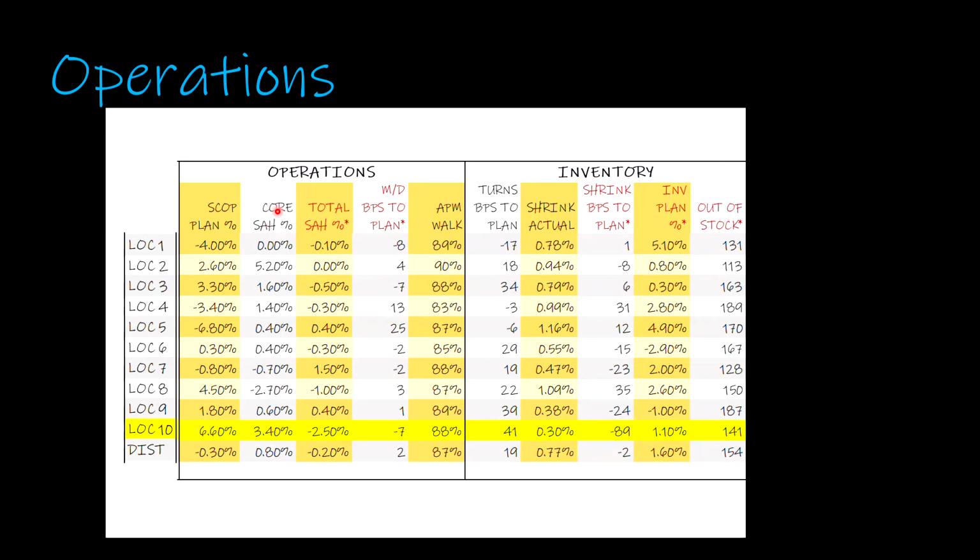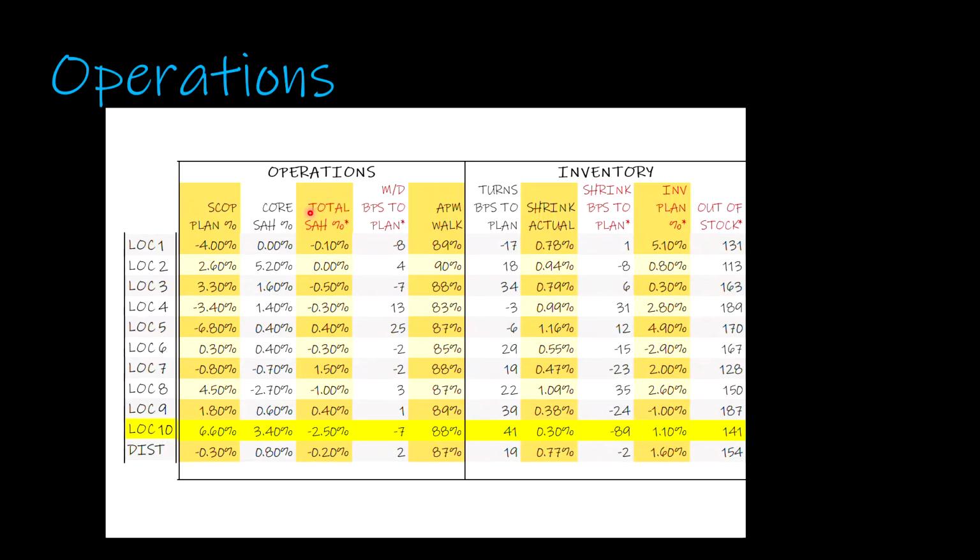Core sales adjusted hours, this is an area just basically looking to see if they were staffing their location the way they should be staffing it, and they were ahead in this. Only one, location 2, was higher than location 10, and we see location 10 is beating the district average by far. Now these 2 red areas here, these are areas where we're actually looking for lower numbers.